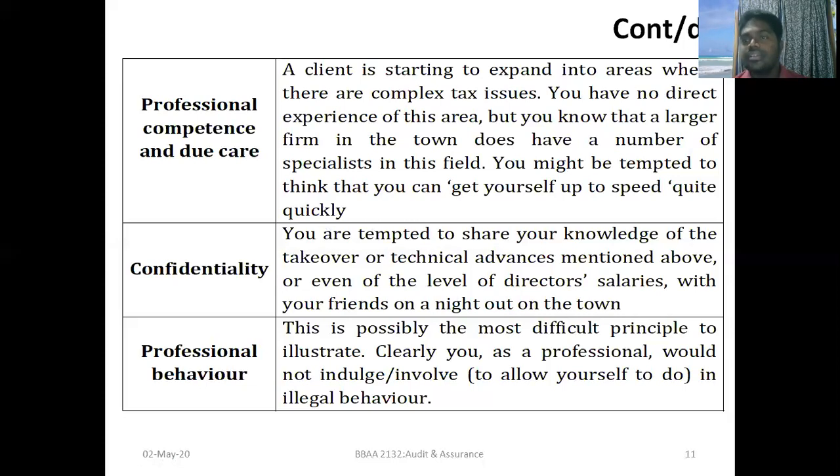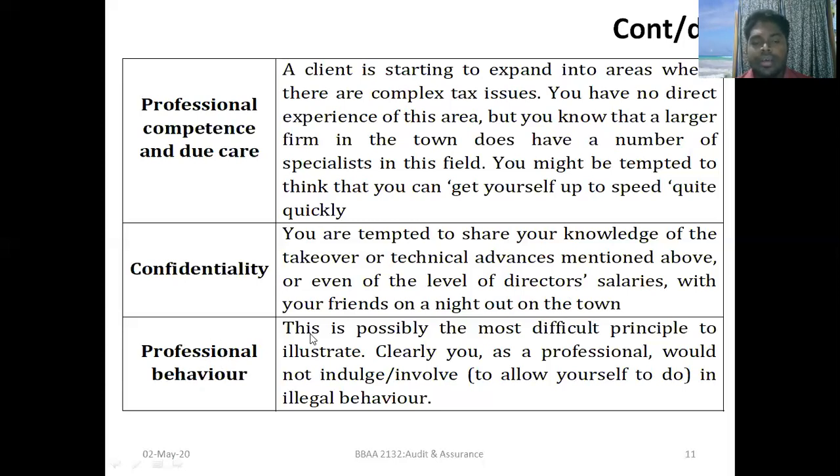Director salaries, executive staff, department heads, or employee salaries with your friends on a night out on the town. This is important. If you are at a party during the night, you can't share that information with your friends. You can't share it even with your wife or husband. The principle of confidentiality says you have to keep that information in a secret manner.